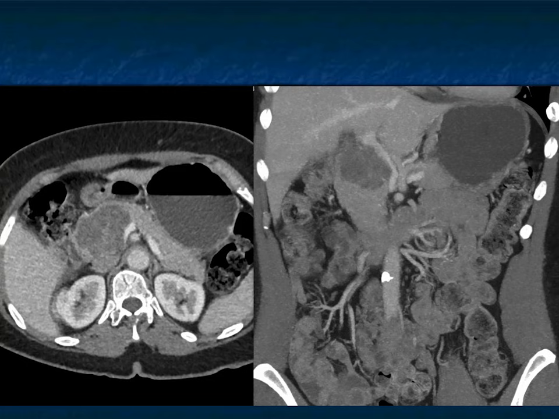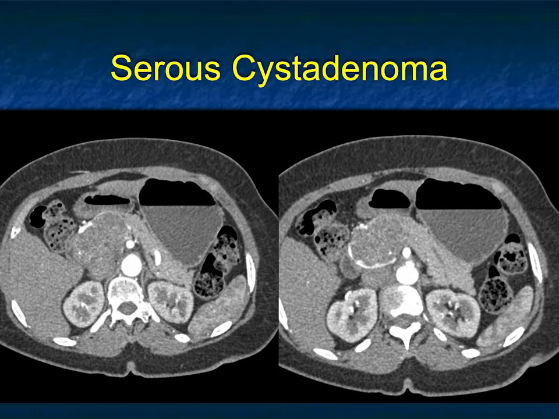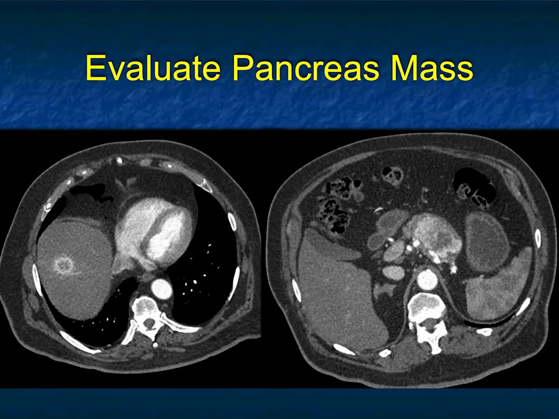This is a good example, and one of many, of serous cystadenomas. Again, serous cystadenomas can be solid, they can be oligocystic, they can have some septations, they can be multicystic, lots of appearances.